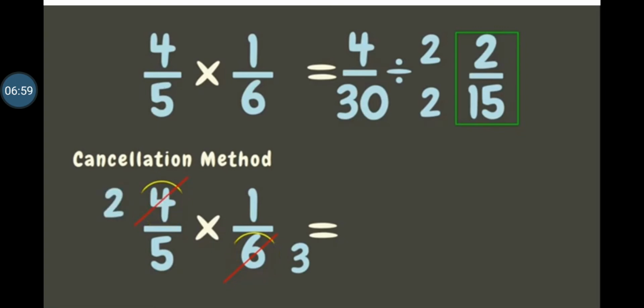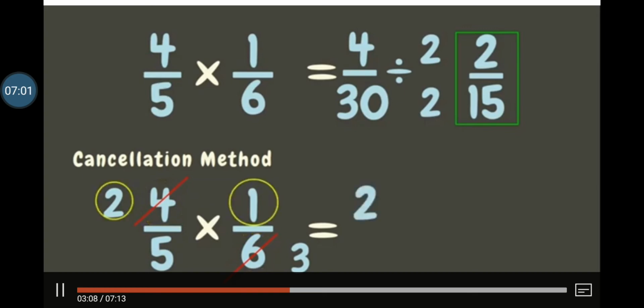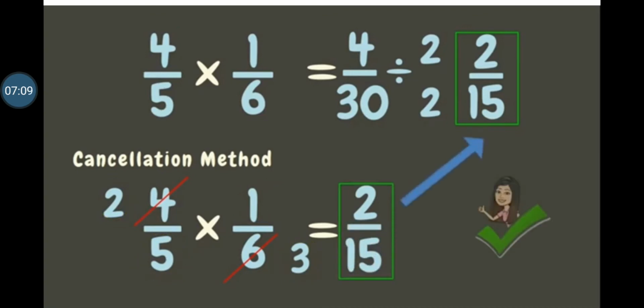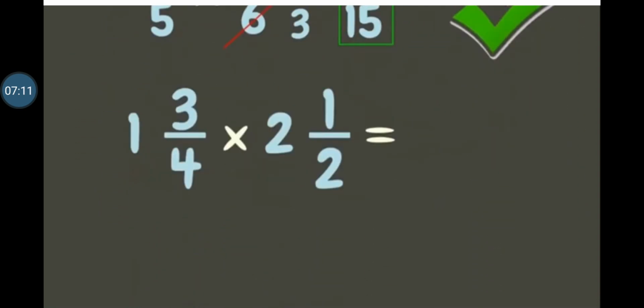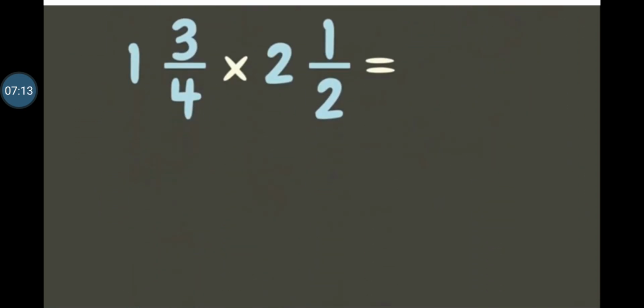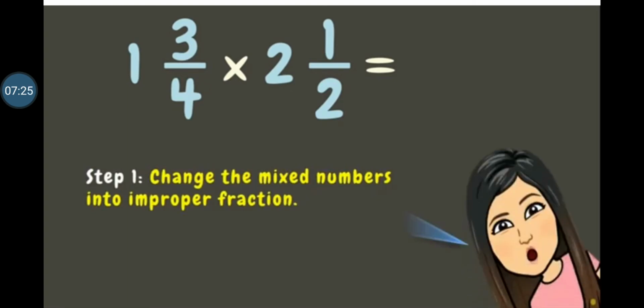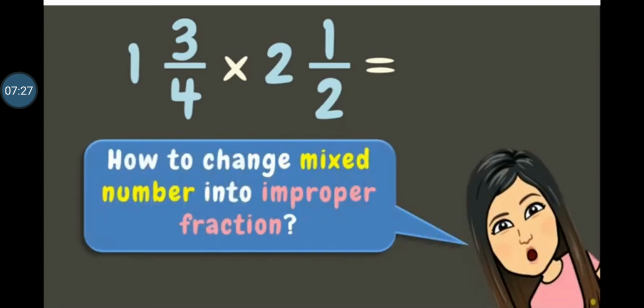So then you can get our final answer as 2 upon 15, because the numerator is to be multiplied by the numerator and the denominator is to be multiplied by the denominator. Now let's try how we can multiply the mixed numbers. So in the first step, we need to change the mixed numbers into improper fractions.